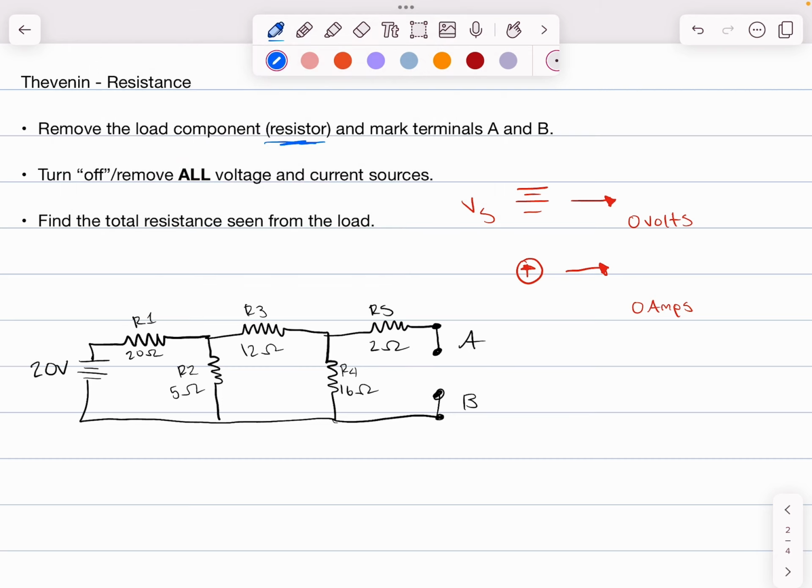This second step is telling me to turn off or remove all voltage and current sources. From our analysis on the first page, we know there's only one voltage source. So I'm looking at this 20-volt battery and I want to get rid of it.